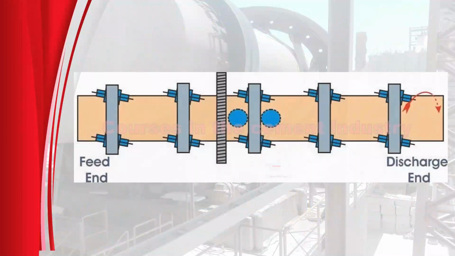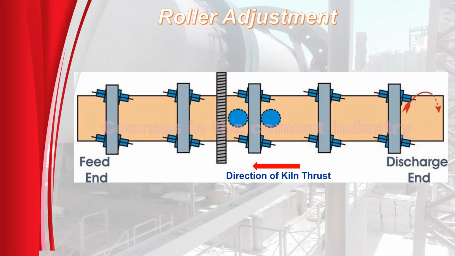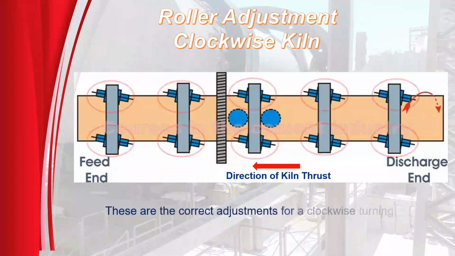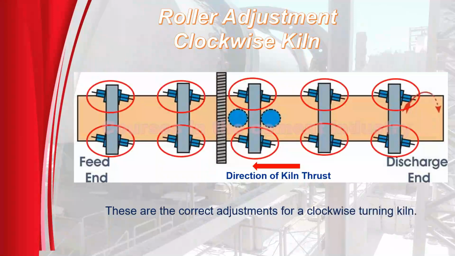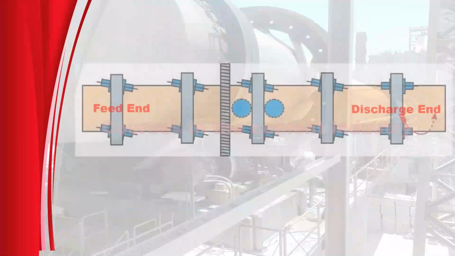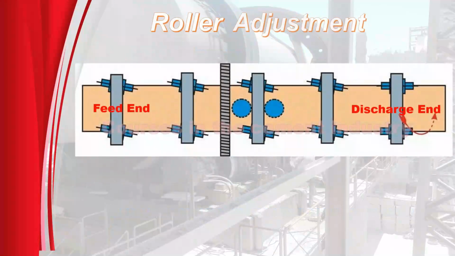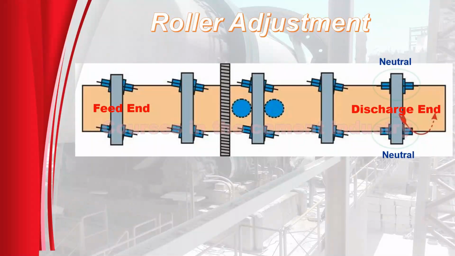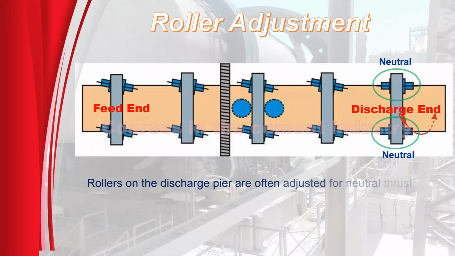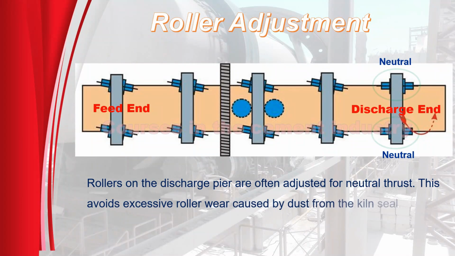This figure shows a roller adjustment for a clockwise kiln. These are the correct adjustments for a clockwise turning kiln. This figure shows a roller adjustment for neutral thrust. Rollers on the discharge pier are often adjusted for neutral thrust. This avoids excessive roller wear caused by dust from the kiln seal.